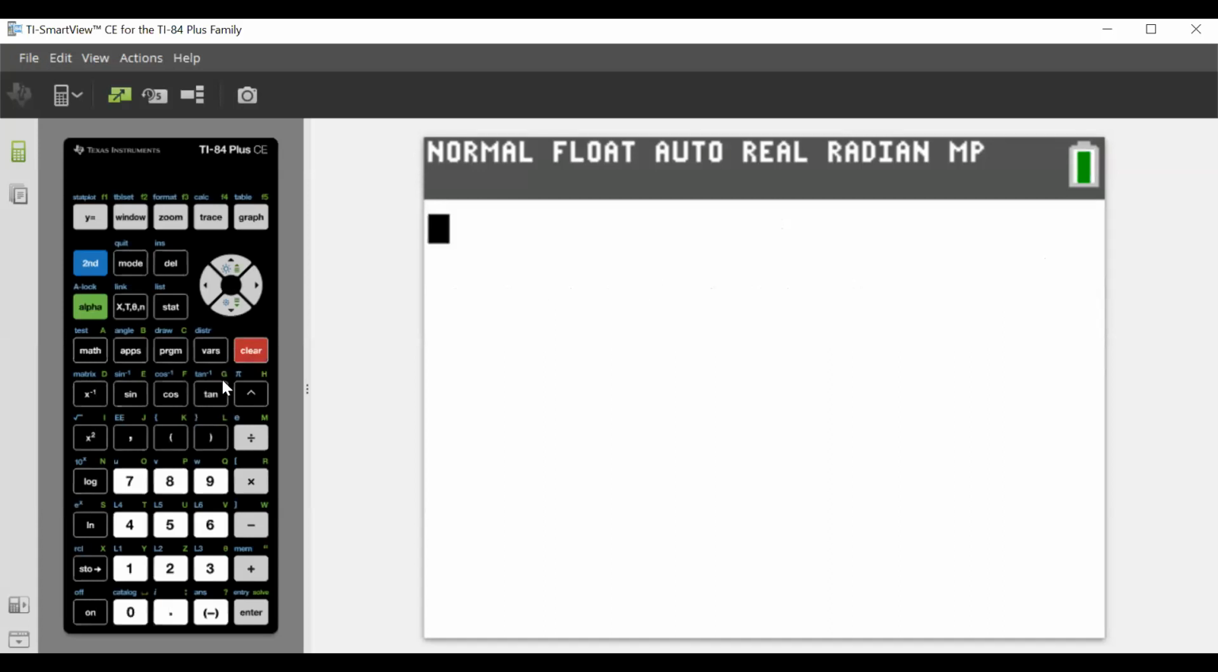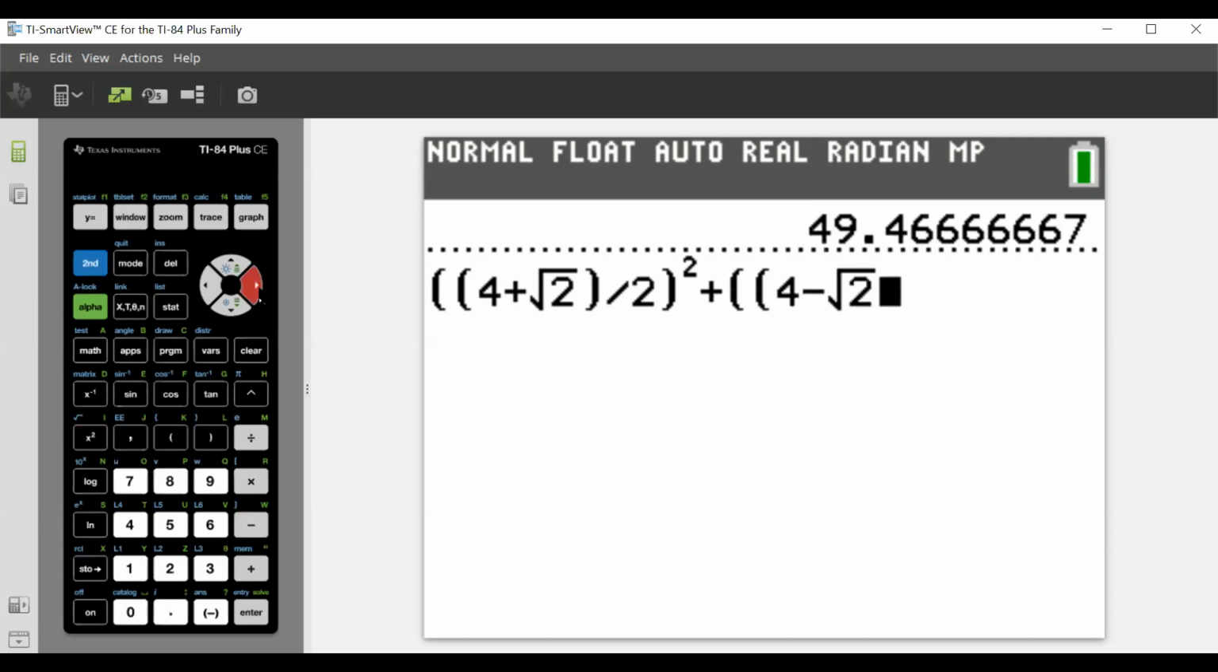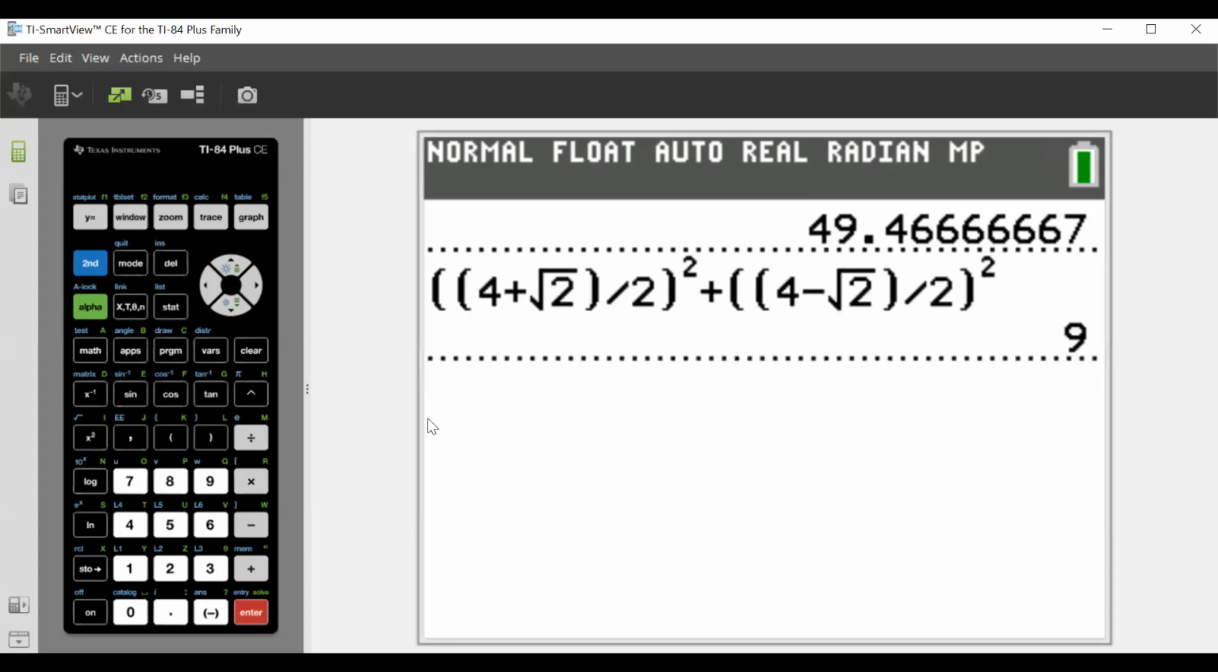And so we're going to have parenthesis 4 plus the square root of 2, and then that's divided by 2, and I need some extra parentheses here. So I better add some, insert, and then I want it in parenthesis, and then I want to square that, and then I'm going to take that plus, and then I want 2 parentheses for minus square root of 2, and then in a parenthesis divided by 2 parenthesis squared, and hopefully that says 9, and it does. And if you do that in backwards order, we get the same thing as well.